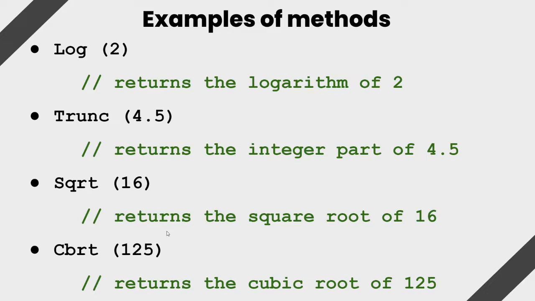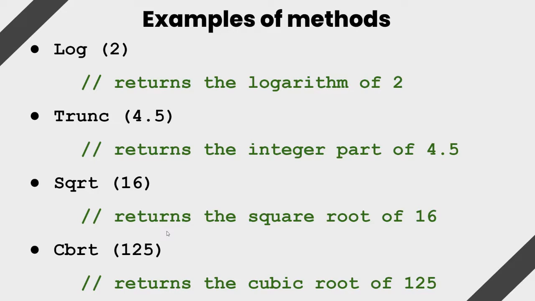Now, this particular one actually works with float values. What this will do is return the integer part of any float value. So here we have 4.5, which is a float value, but the integer part here is actually 4. So this particular example would return 4 as the result.